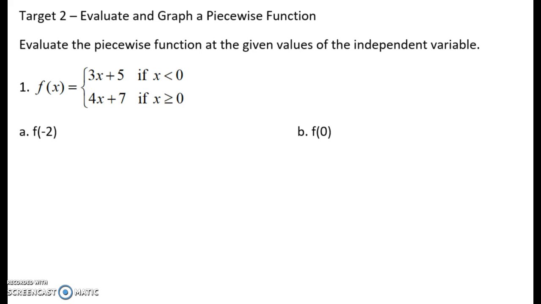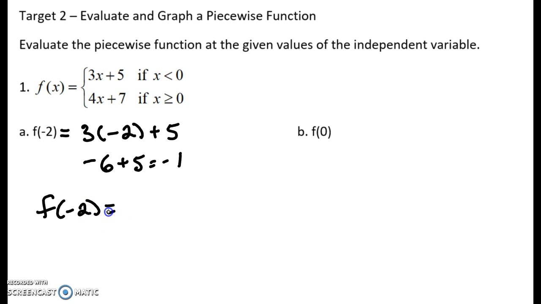When evaluating a piecewise function, you have to decide which part of the function you're going to use. In our first example, we want to evaluate f of negative 2. To evaluate f of negative 2, we have to decide, are we going to use the first part of the function or the second part of the function? Since negative 2 is less than 0, we're going to use this first part of the function, 3x plus 5. So I'm going to substitute negative 2 in for x. I get negative 6 plus 5, or negative 1. So f of negative 2 is equal to negative 1.